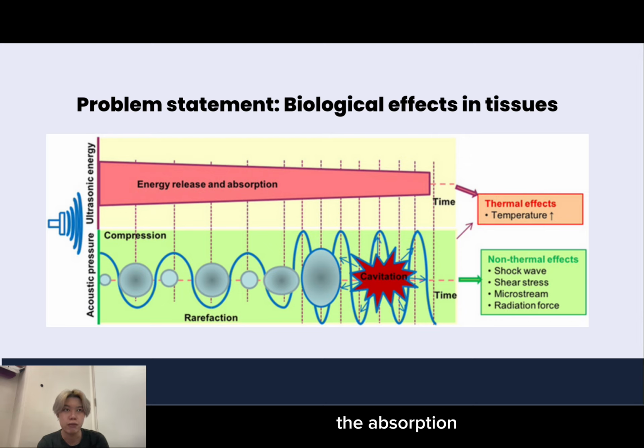Thermal effects are caused by the absorption of ultrasonic energy by tissue, which raises the temperature. Mechanical interactions between the ultrasonic waves and tissues are responsible for non-thermal effects. High-intensity focused ultrasound, when used for therapeutic reasons, can result in localized heating and tissue injury. While diagnostic ultrasonography usually uses low-intensity waves, they do not cause a significant temperature rise.